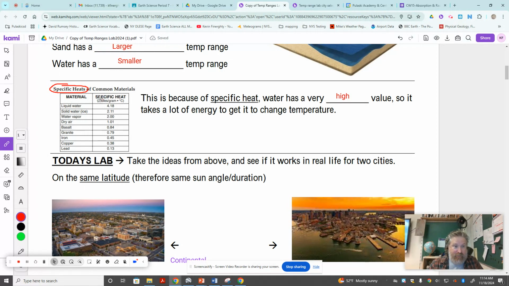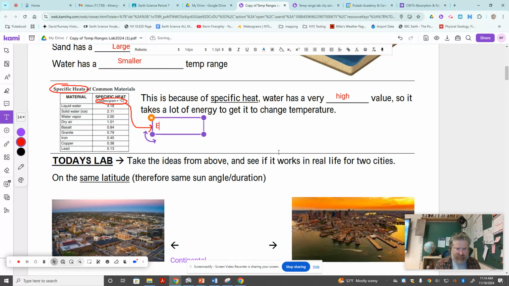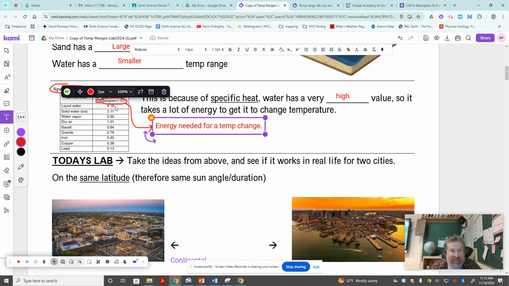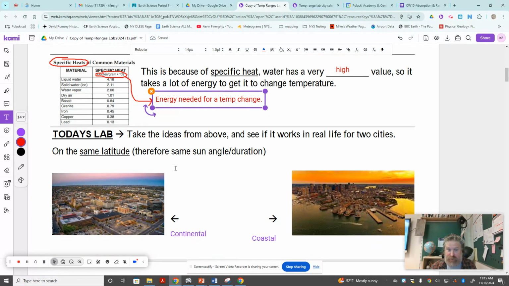And what it is, it's a measure of... the label really tells us, though it doesn't make it simple to understand. It's joules per gram times degree C. In other words, how much energy is needed for a temperature change. Some things heat up easier than others is really what we're saying with this chart. And water is the highest thing on the chart. Water has a very high value, so it needs a lot of energy to get it to warm up, whereas the things that land is made out of need less energy to heat up. So there's the premise of the lab right there.